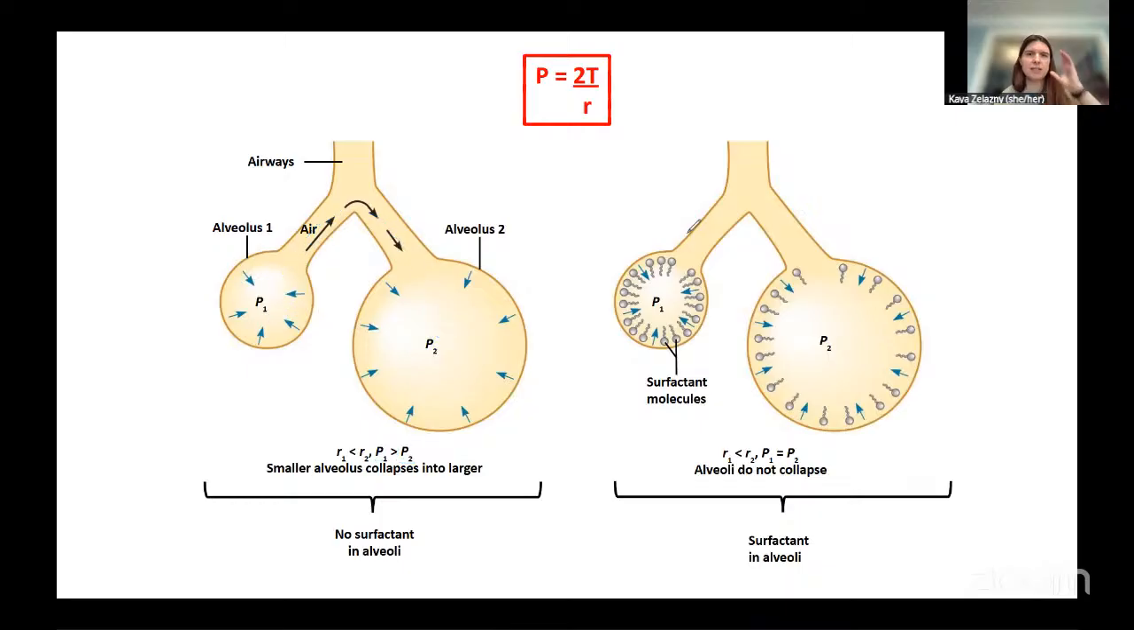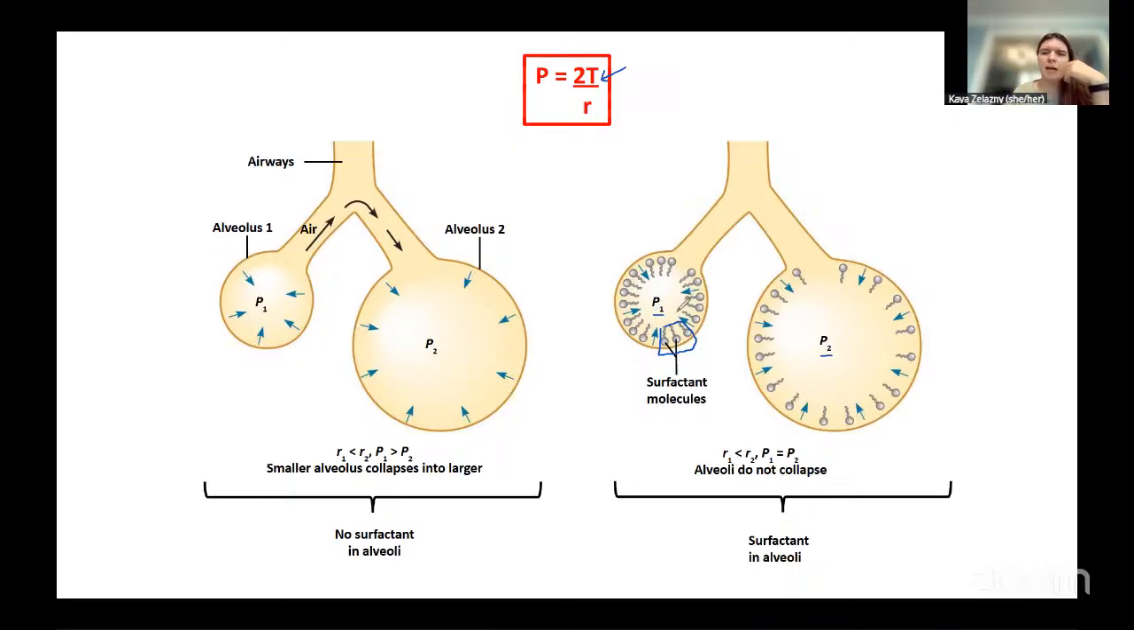So this is where the surfactant comes in. Right? So here we can see what we're doing is we're breaking up this tension, right? Breaking up that tension with these surfactant molecules. So this is how we manage to create a situation where the same alveolar pressure in a small alveolus and a large alveolus is enough to resist that surface tension and that tendency of water to pull towards itself and try and collapse these smaller alveoli.